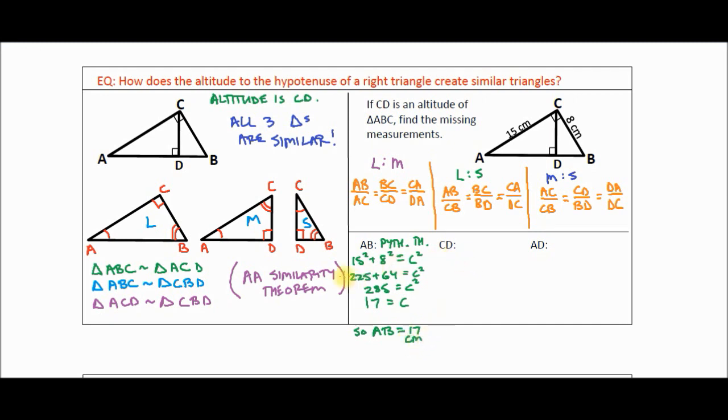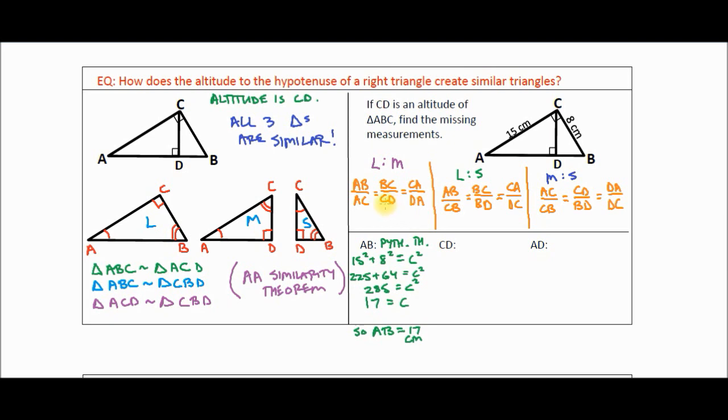17 centimeters. There's our first missing part. Now the next part is, what is the length of CD? What is the length of CD? Let's take a look. CD is our altitude. Now what you want to do, class, is just like you normally do when you're using statements of proportionality, find where the missing side is.